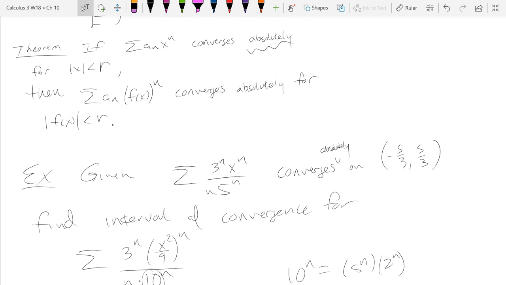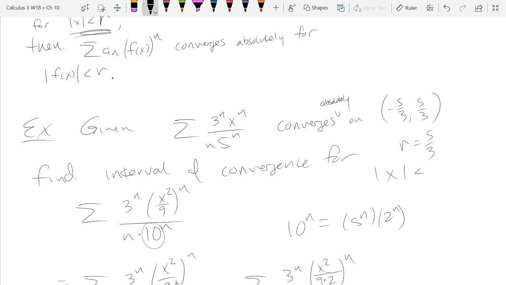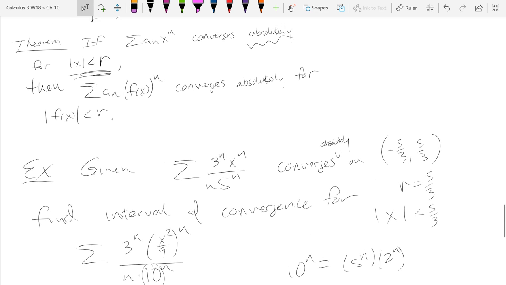So using this theorem, I satisfy the hypothesis, it converges absolutely. What is R? It's the radius. So specifically, it's 5/3. It's the half the width of the interval. So it converges absolutely for absolute value of x less than 5/3. So that theorem, our x needs to be absolute value less than 5/3. So the new series is going to converge absolutely for f of x less than 5/3. So we satisfy the hypothesis for that theorem.